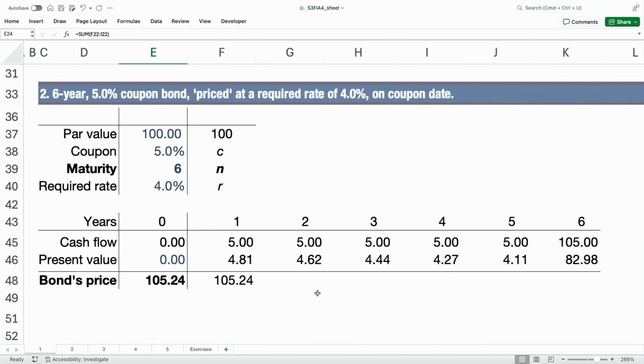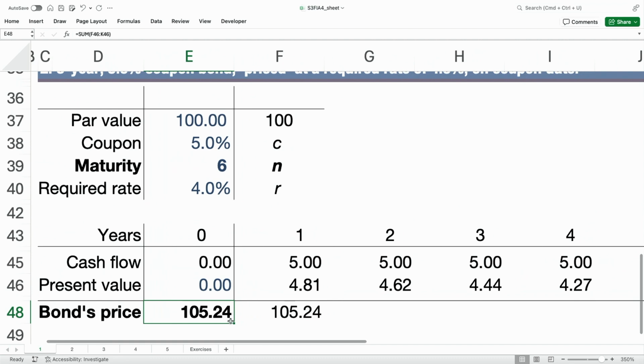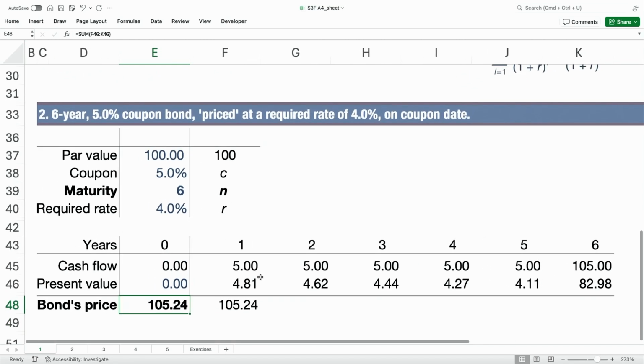What we have here is the same as before, with the exception of maturity that is now 6 years. Let's assume again that the required rate of return is 4%, as I've entered here. Let's determine this bond's price by discounting the future cash flows from year 0 to year 6. We get a fair value or price of 105.24. As you notice, the price for this 6-year bond is greater than before. The reason has to do with the bond's maturity and the fact that the required rate of return is lower than the coupon. The coupon is in excess of the discount rate.